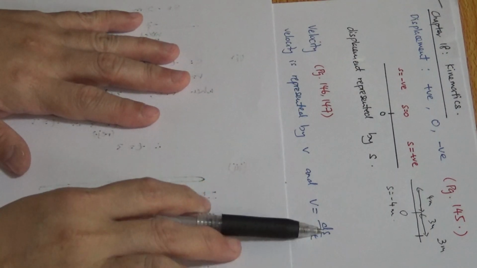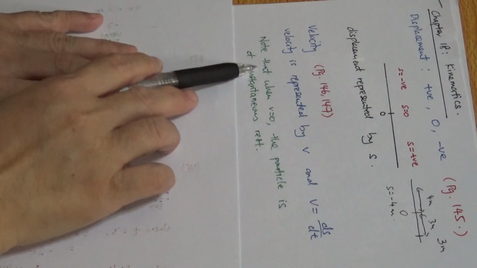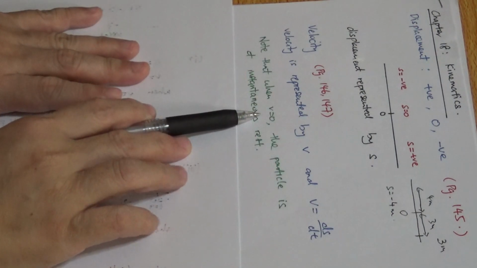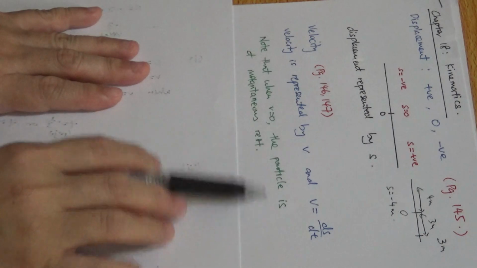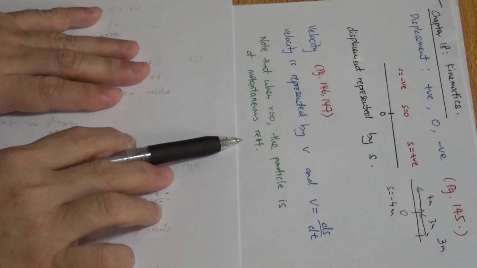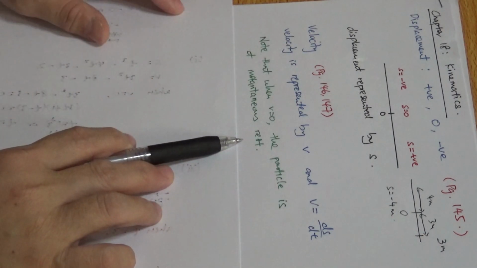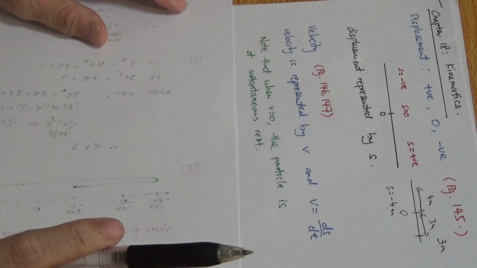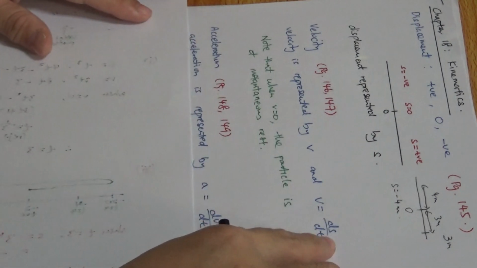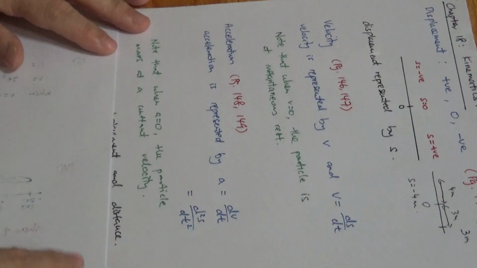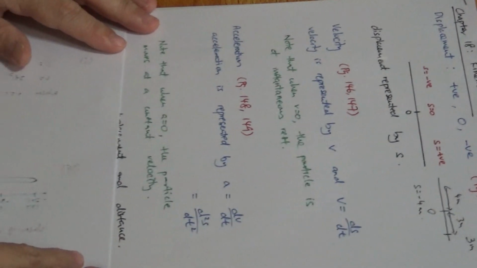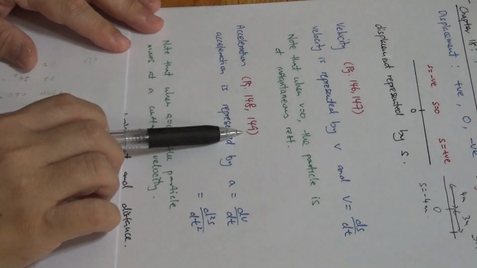We differentiate it. Okay? Now, note that when v is 0, when velocity is 0, the particle is at instantaneous rest. That means when v is 0, the particle stops. Okay? Now, acceleration's definition is found on page 148 and 149.